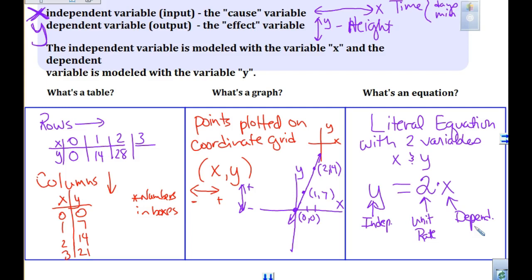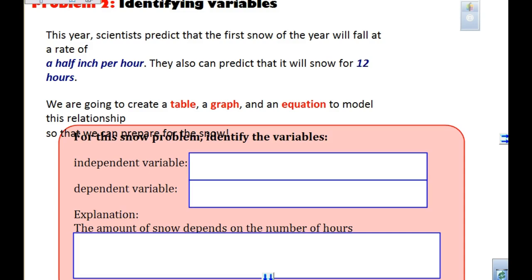Sometimes that rate of change might be 1. Sometimes it might be a half. Sometimes it might be a negative number when we look at those. Okay? So we're going to start off on that next page.